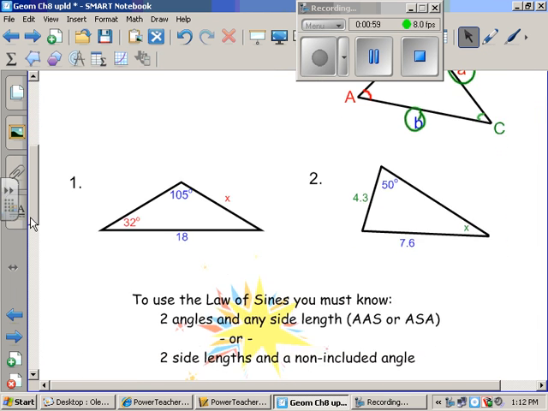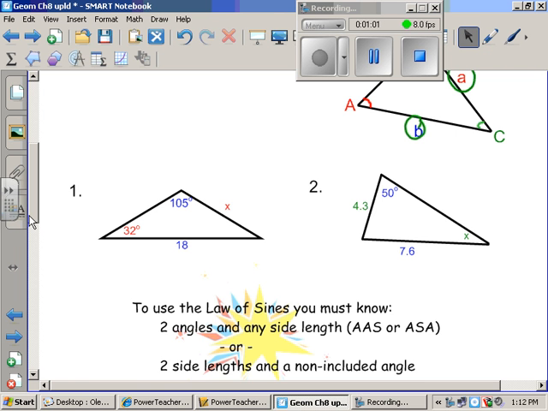If I have a setup like this, it's not a right triangle, so I can't use just straight trig functions, but I know that the sine of 32 over x is equal to the sine of 105 over 18.